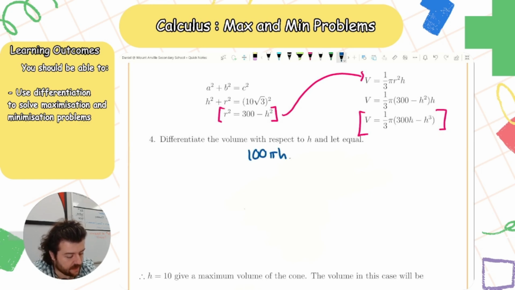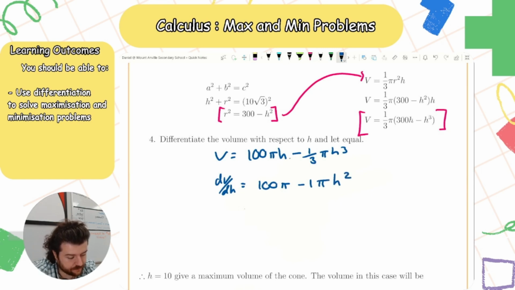And then this will just be minus 1/3 pi h cubed. So dV/dh is equal to, well, this will just be 100 pi. And then 3 times minus 1/3 is just minus 1, minus pi h squared, and let it equal 0.